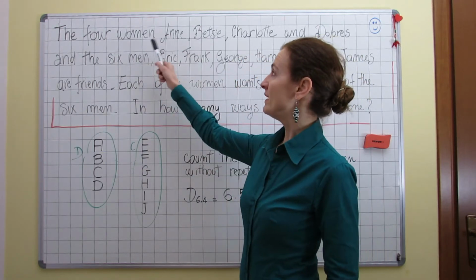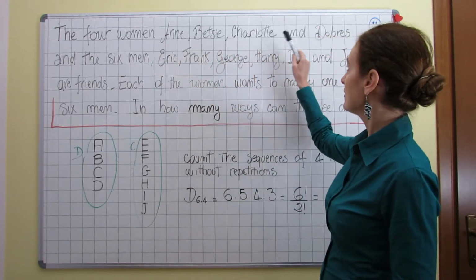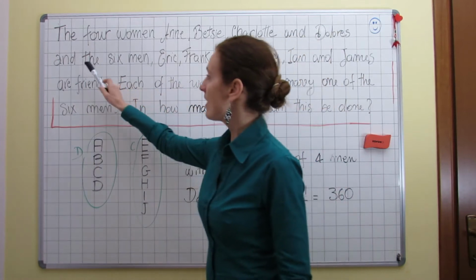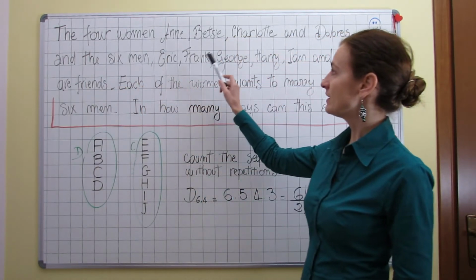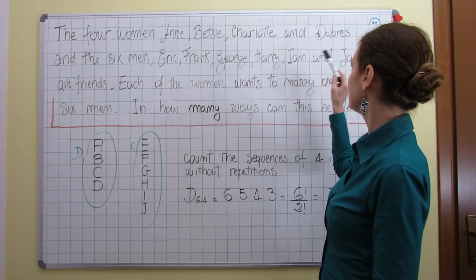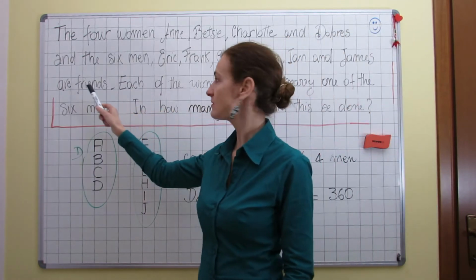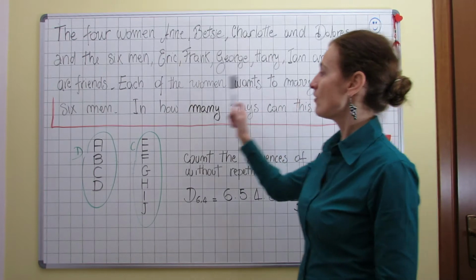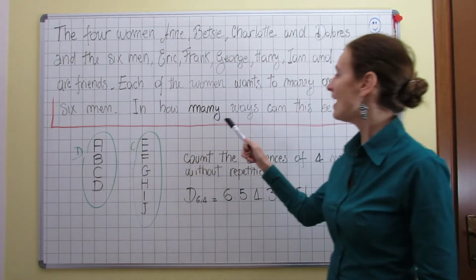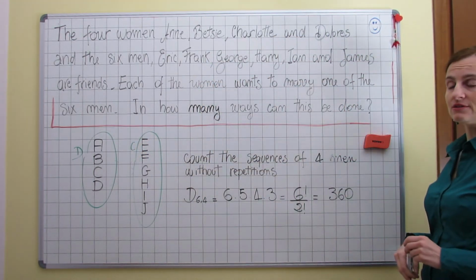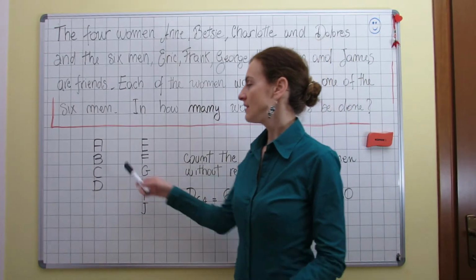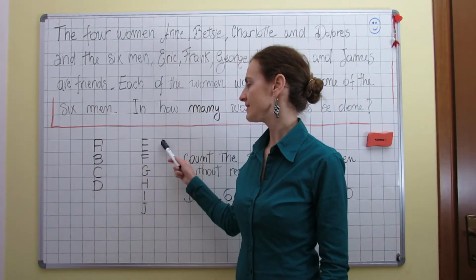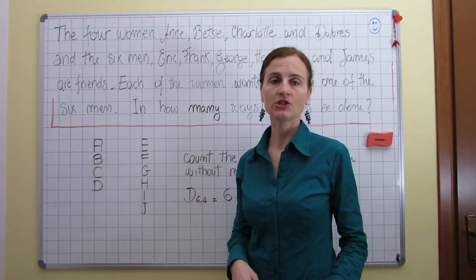The four women, Anne, Betsy, Charlotte and Dolores, and the six men, Eric, Frank, George, Harry, Ian and James, are friends. Each of the women wants to marry one of the six men. In how many ways can this be done? Let's list the four women and the six men by their initials.